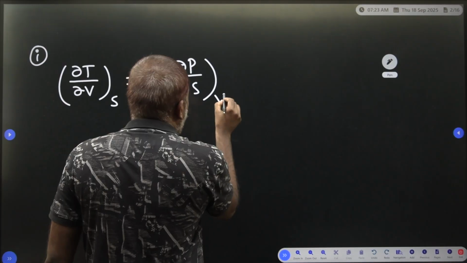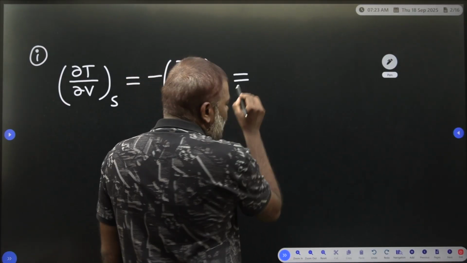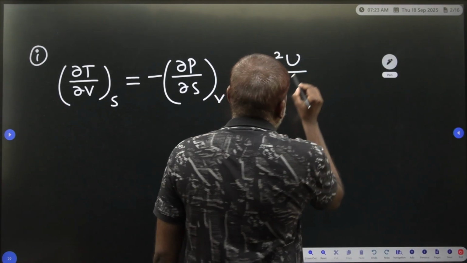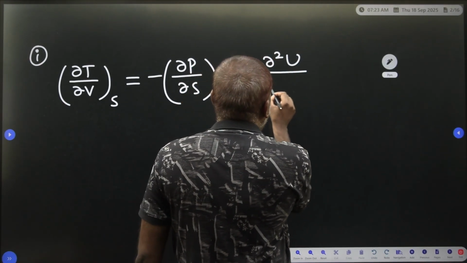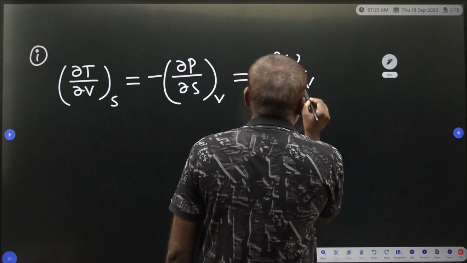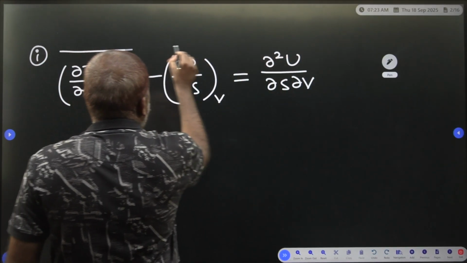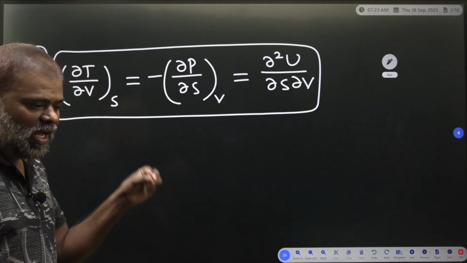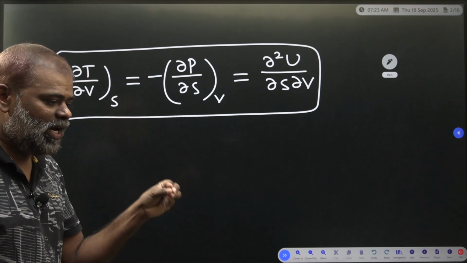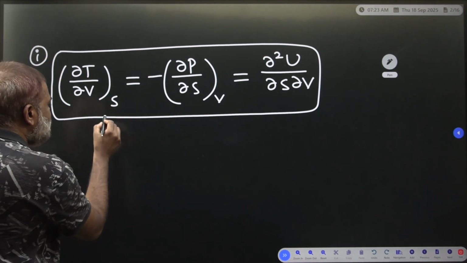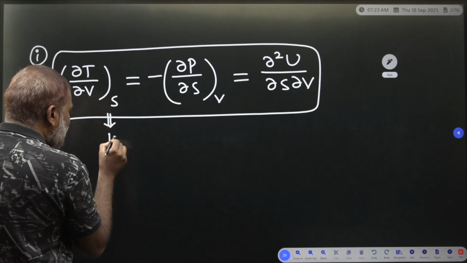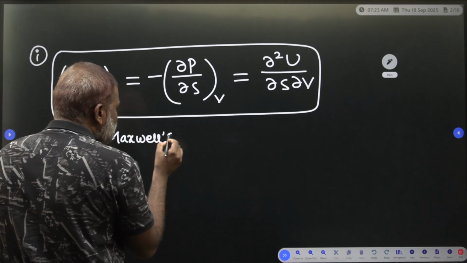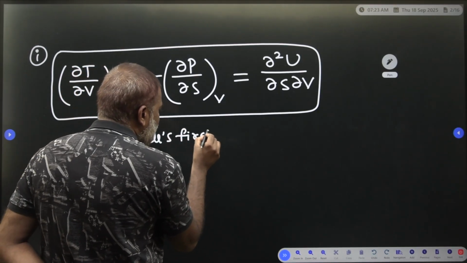at a constant volume, which is equal to dou square U divided by dou S into dou V. This relation we call the thermodynamic first relation of Maxwell. Maxwell is a great scientist. Maxwell's first thermodynamic relation.